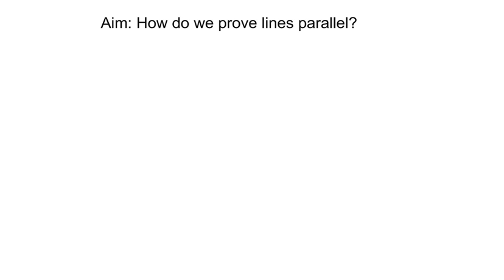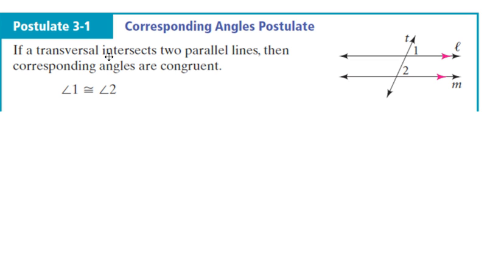Okay, today's aim is how do we prove lines are parallel? Before we do that, let's review a postulate that we learned about two parallel lines cut by a transversal. The postulate went as follows. If a transversal intersects two parallel lines, so lines L and M are parallel, and here's T, my transversal, then corresponding angles are congruent.